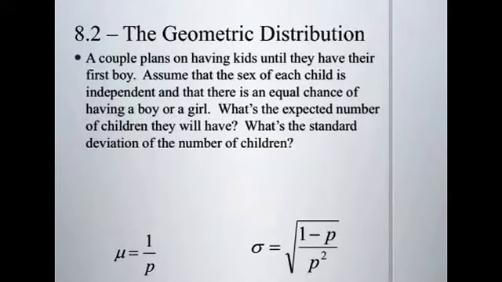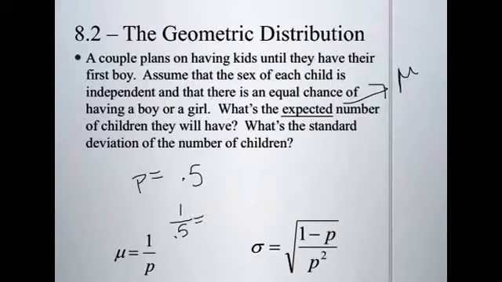A couple plans on having kids until they have their first boy. Assume that sex of each child is independent of each other, and that there's an equal chance of having a boy or a girl. What is the expected number of children they will have? Remember, expected also is referring to mean. What is the mean? Well, the probability of having a boy is 0.5. So you just put that in the formula. 1 over 0.5 is 2. So the mean, or the expected value of having their first boy, is 2 children.